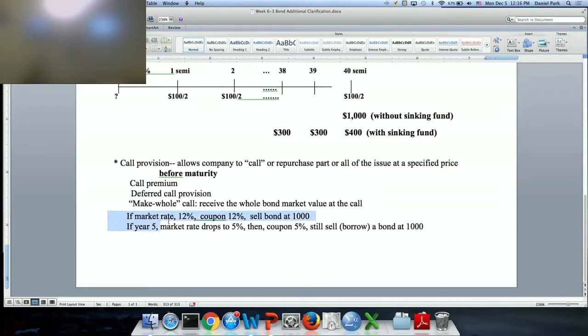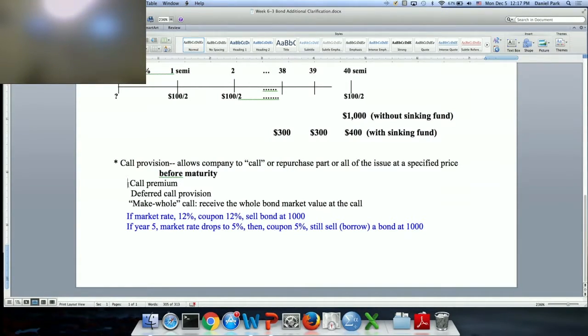So if this happens, and the company attaches the call provision, then what can the company do? They call or repurchase the bond. Then in year five, they reissue the bond, but they only attach 5% interest. Still, they can borrow $1,000 per bond. So they don't need to continually pay 12% for the next 15 years. They finish this bond and then reissue another bond, but still they borrow 1,000 per bond, and now they pay only 5% as interest payment.